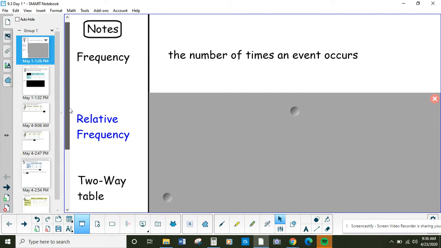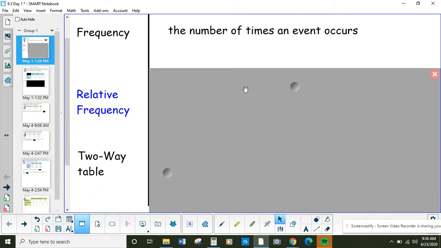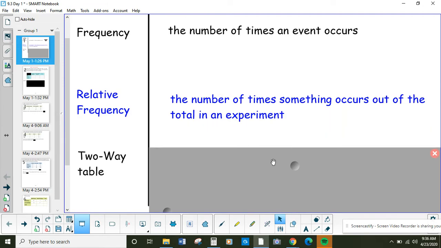So how about relative frequency? What are they talking about when they say relative frequency? Well, that's the number of times something occurs out of the total in an experiment. So we're doing experimental probability here. We're making tables and seeing how many times something happens. And they say find the relative frequency. It's sort of like when you take a test and you have how many right out of the total and you find a percent. It's the same thing. It's still writing a fraction and you can convert it to a decimal and even a percent. So relative frequency is finding out how many times something happens out of the total.